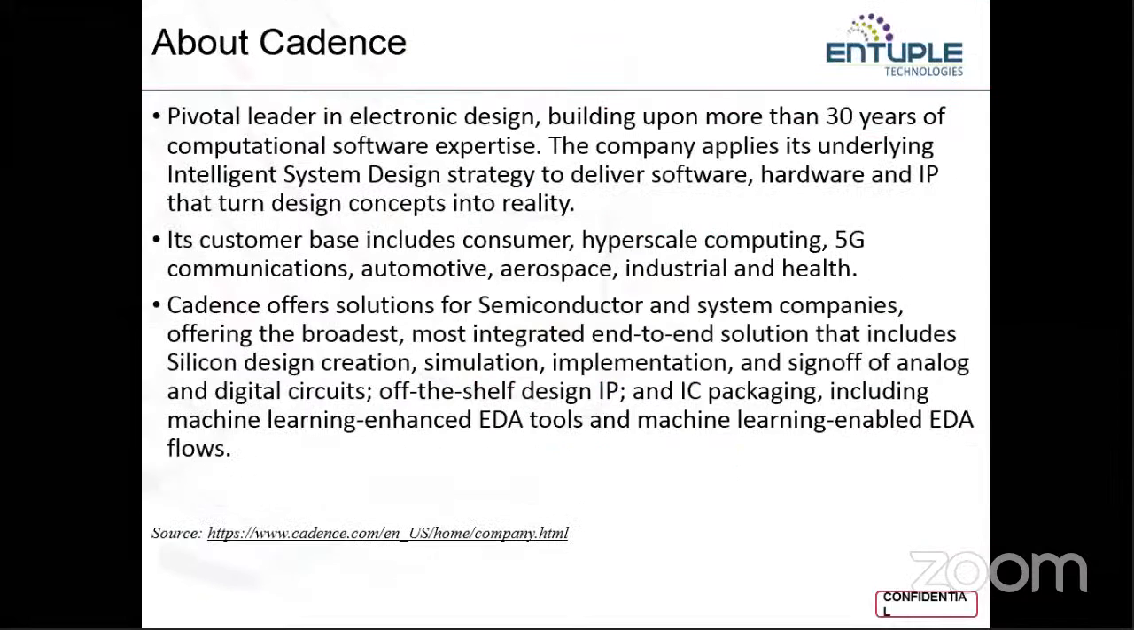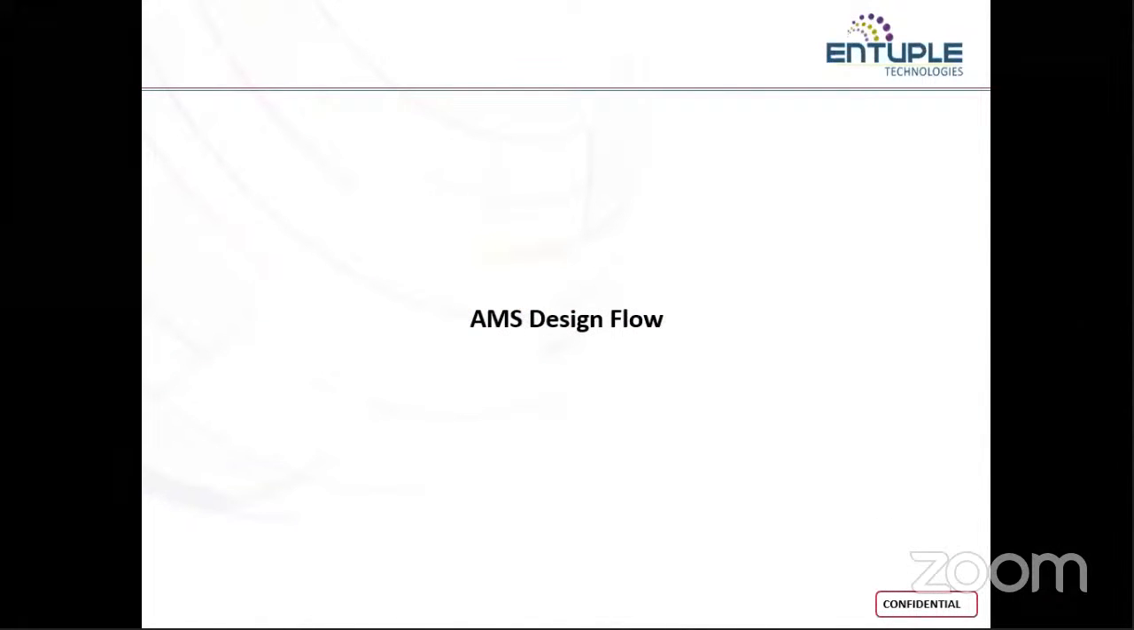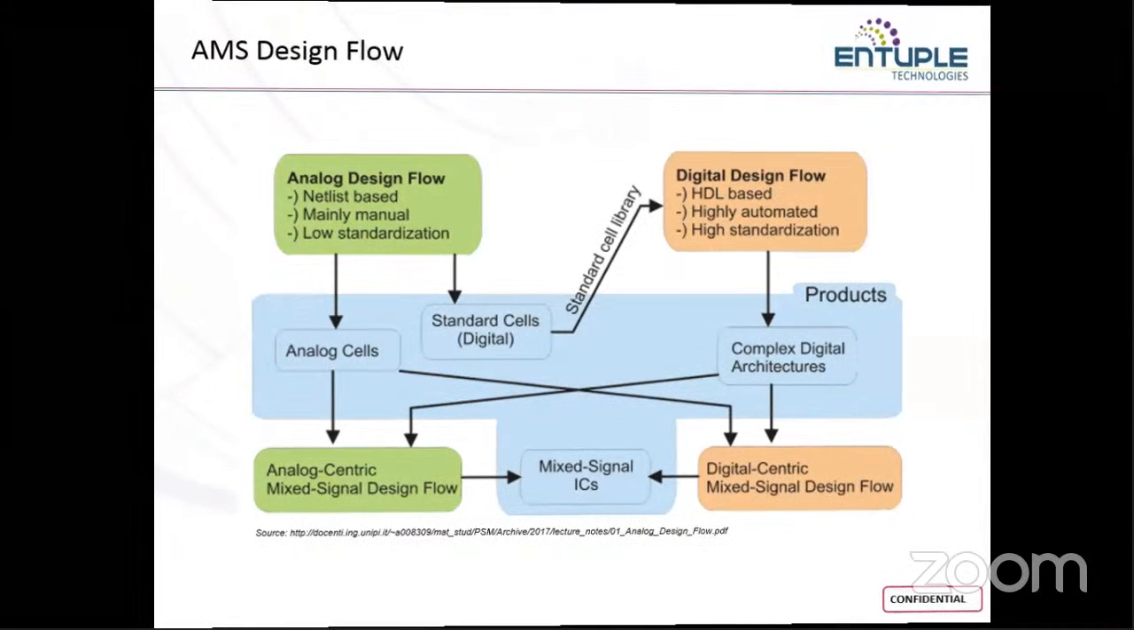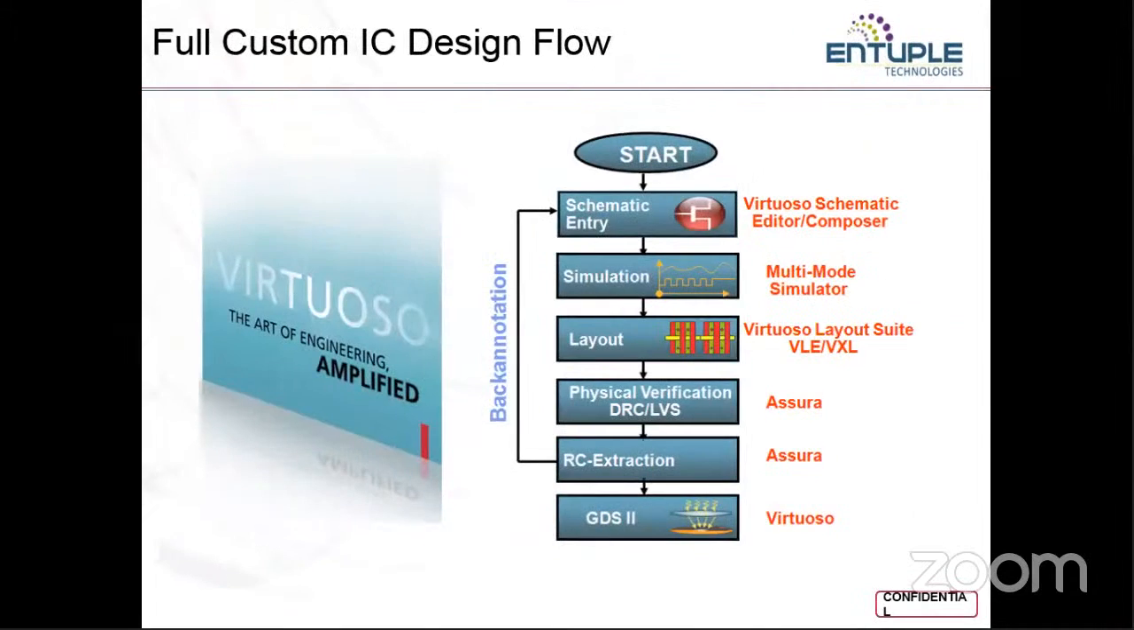Then we discussed the AMS design flow. Since it is a combination of both analog and digital blocks, we should be familiar with both design flows, which begins with the full custom IC design flow, where we start with schematic entry, simulation, layout, physical verification, parasitic extraction, and GDS file generation. Everything starts with the input data from a market research analyst.